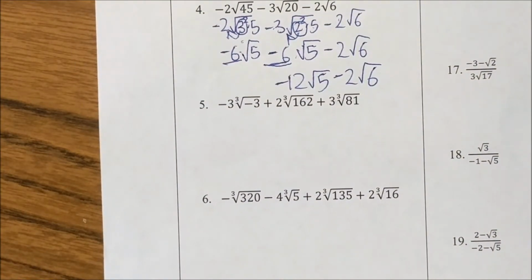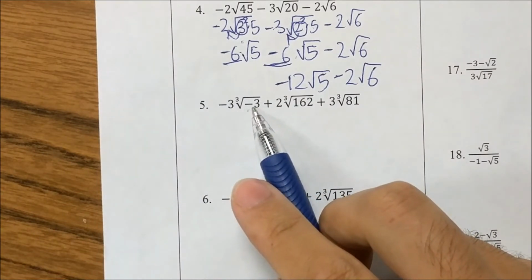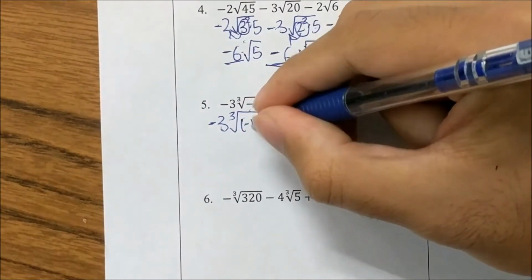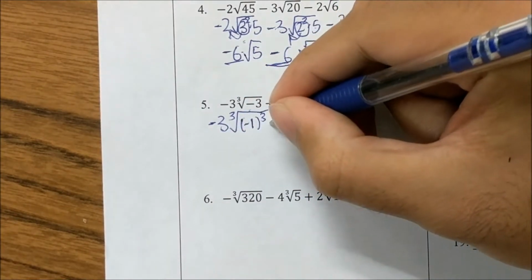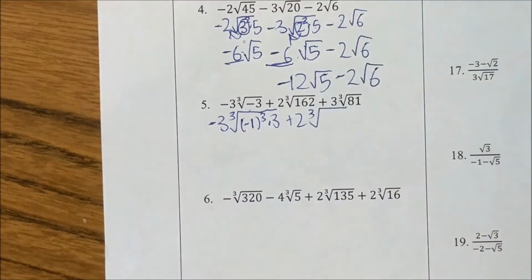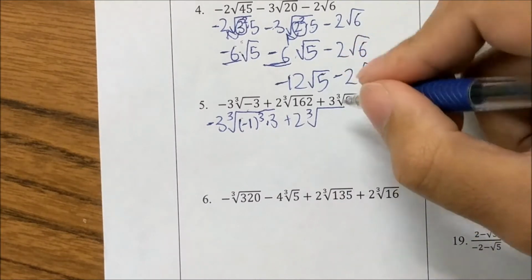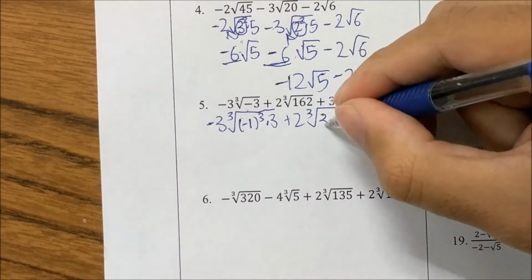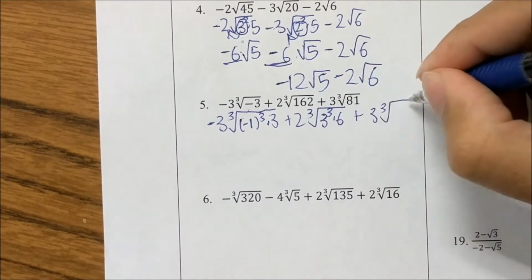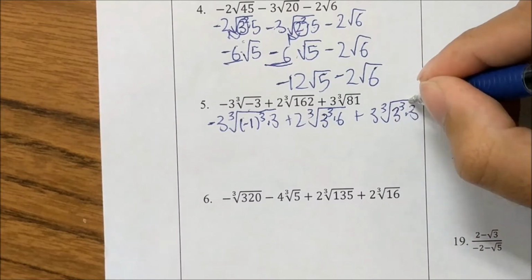Okay, so let's simplify the radicals first. We're doing cube roots, so I'm looking for things cubed. So this first term, I can split up -3 into -1 cubed, which is also -1 times +3. This middle term, so 162 can be split up into 27 times 6, and 27 is 3 cubed. And this last term, 81 can be split up into 27 times 3, and 27 is again 3 cubed.